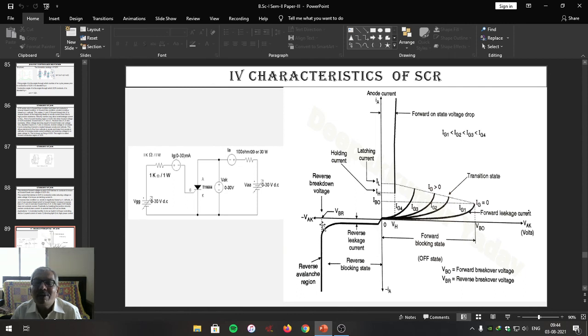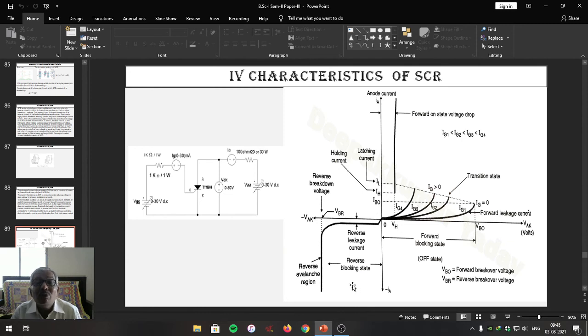From 0 to the breakdown voltage, there is a reverse blocking state. At the reverse breakdown voltage, due to the avalanche effect, current starts flowing. This characteristic is the same as that of a reverse p-n junction diode. So in one sentence we can say that in the reverse bias condition, the SCR acts as a p-n junction diode. Dear students, this is the reverse IV characteristics of SCR.